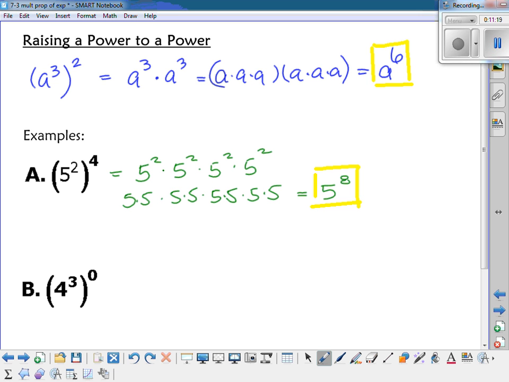You can, but if you get mixed up about what you're supposed to do, you should write it out the long way. So there are shortcuts you guys can take, but if you get mixed up about whether I'm supposed to add or multiply or what, you should write it out the long way so you get it right.